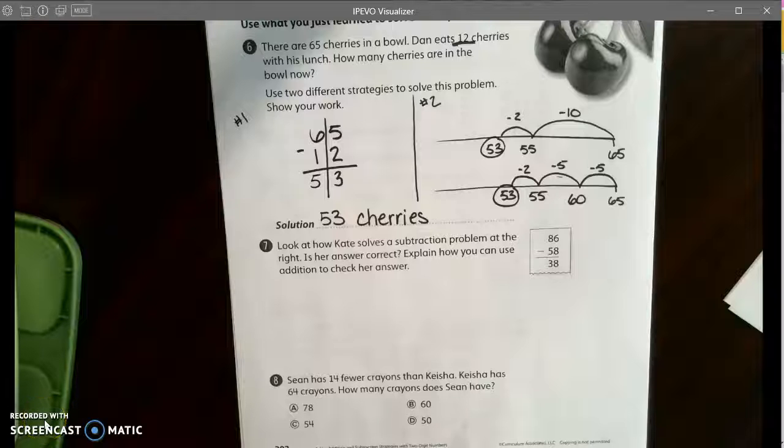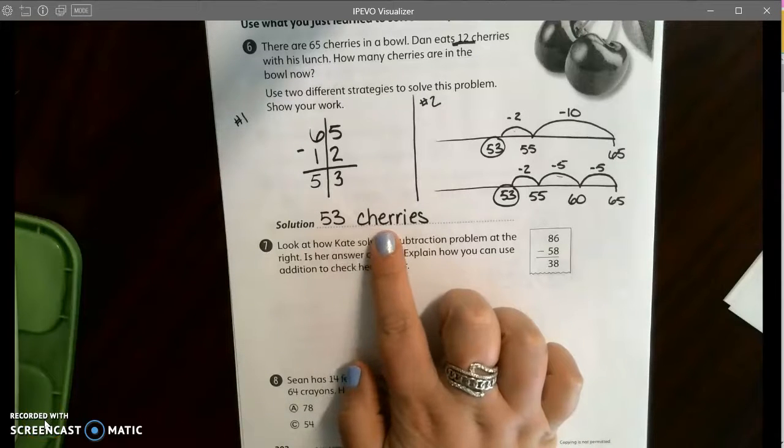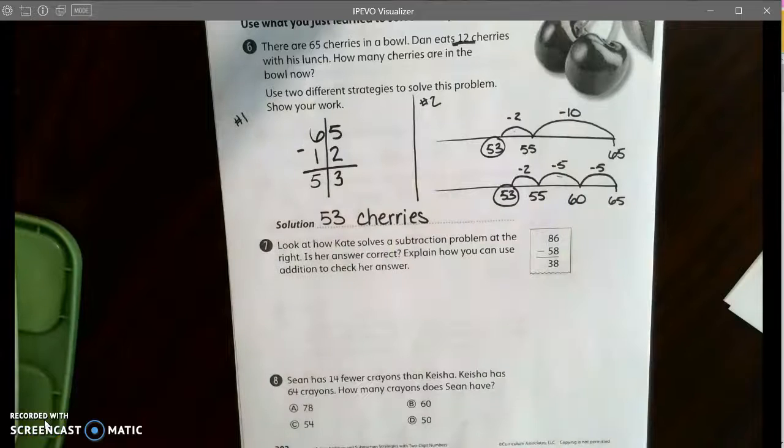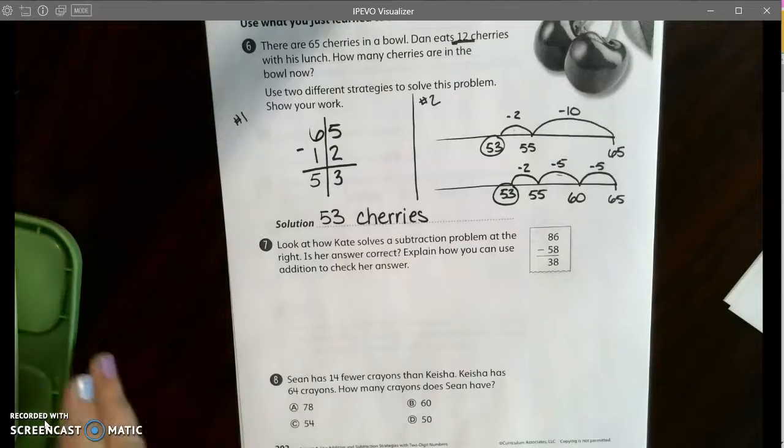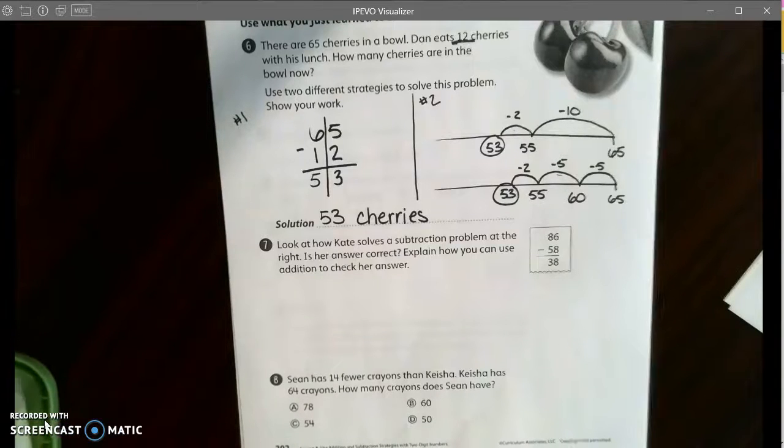All right. So it cut me off, but we were labeling our answer, and we have 53 cherries. For the next one, it says, look at how Kate solves a subtraction problem at the right. Is her answer correct? Explain how you can use addition to check her answer.